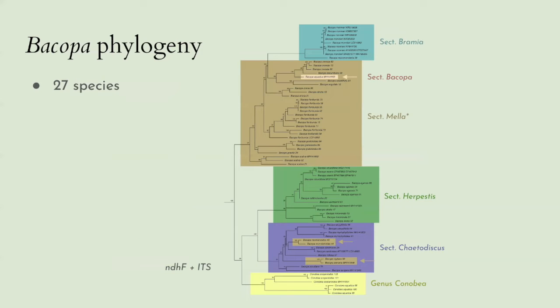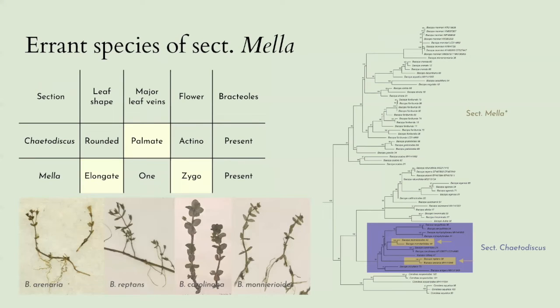All right, so now we've got these data combined from the nuclear and plastid DNA for 27 species of Bacopa. And you can see, again, the sections are coming out pretty well. Some things are already jumping out at you, probably because I put arrows next to them. So we'll walk through some of these disparities one at a time. The first disparity is a number of species that have been assigned to section Mela coming out in this clade of section Chaetodiscus that otherwise is monophyletic.